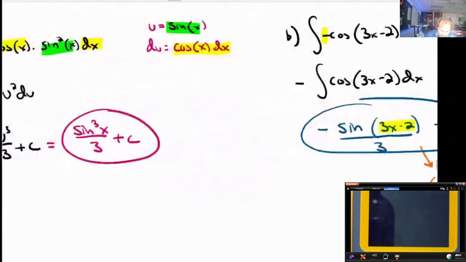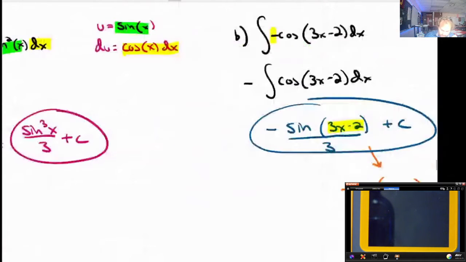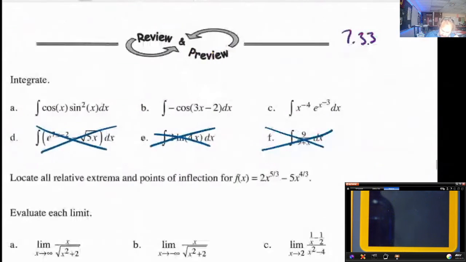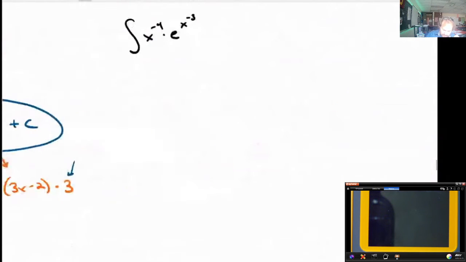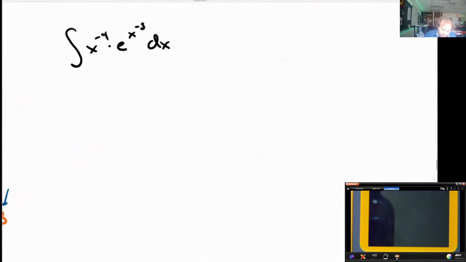And finally, question C, we have the integral of x to the negative fourth times e to the x to the negative third power, times dx. I'm going to write this one in a couple spots here. This one looks kind of bizarre. Whenever we start taking exponents to other exponents, I start to nod off a little bit.